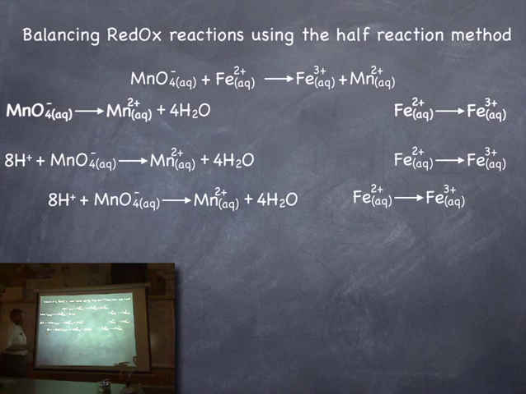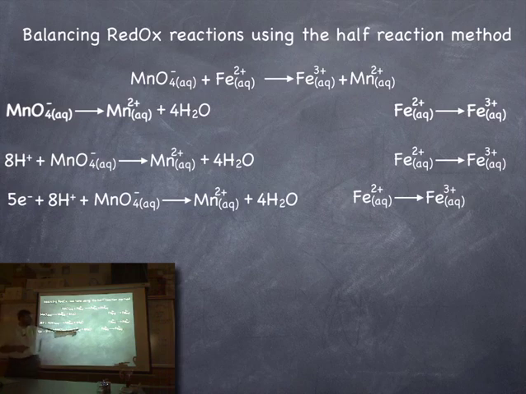Now, I balance charges by adding electrons. I'm literally going to add in electrons, because remember this is oxidation reduction. I'm looking at electrons going from one place to another. So if I have a +2 and a +7, I've got to get the +7 down to +2. I can do that by adding 5 electrons. Question?